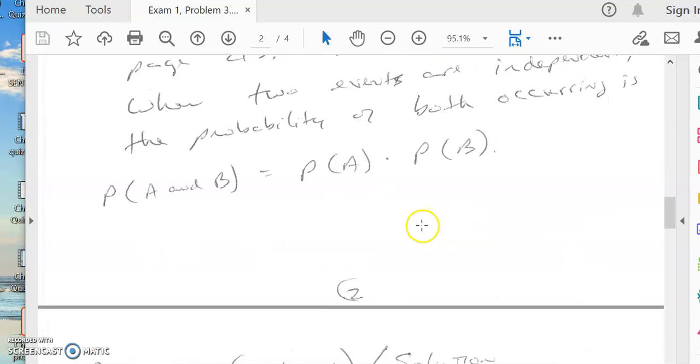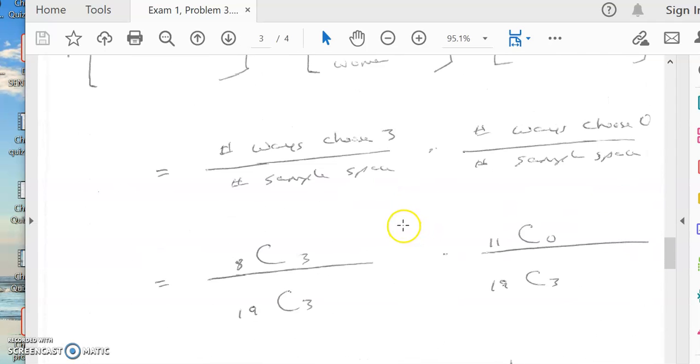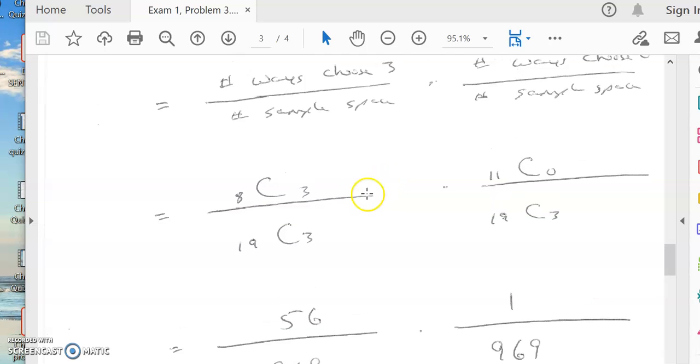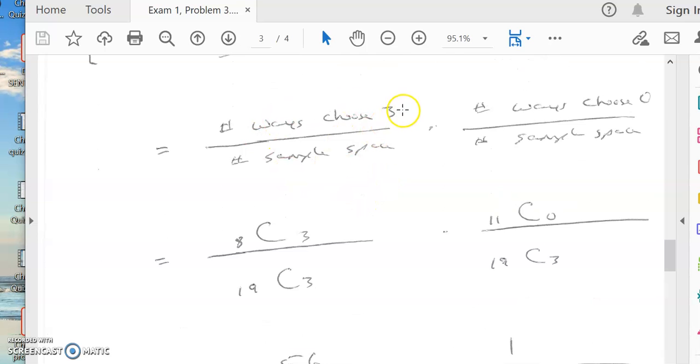All right, and I'll show you my worksheet here in just a minute. It was easier to do it on a separate piece of paper. So, number of ways of choosing 3 women over the number of events in the sample space. So that's 8 choose 3 over 19 choose 3.